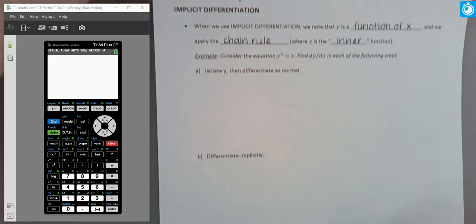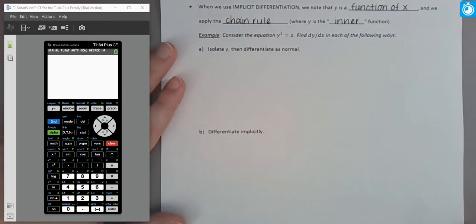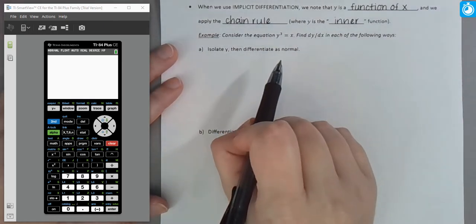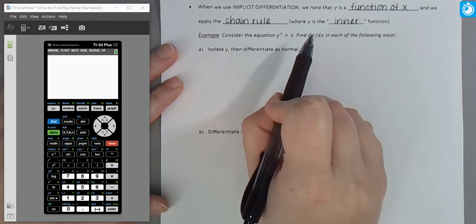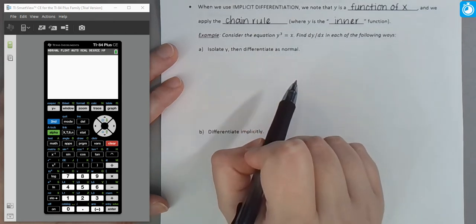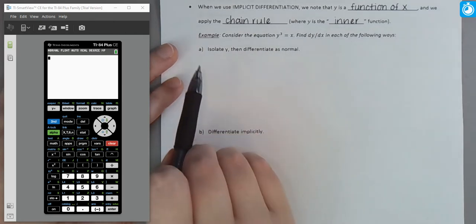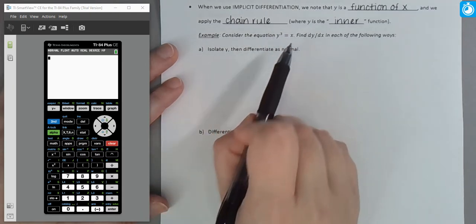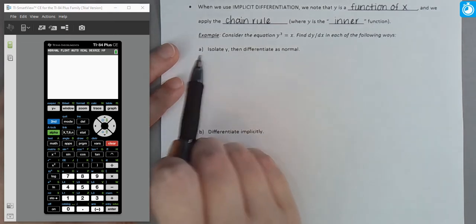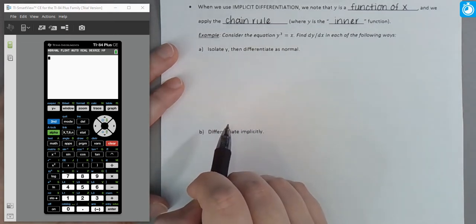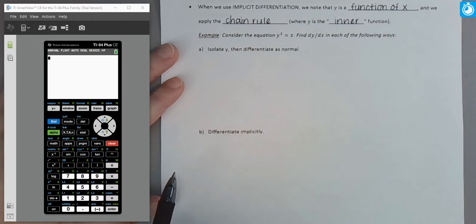So for our first example, we want to consider the equation y cubed is equal to x. And the goal is to find dy/dx, the derivative of y with respect to x, in two different ways. So the first thing we're going to do is take a moment to algebraically manipulate this equation to isolate our y, and then differentiate like we normally would. And then the second strategy is going to be differentiating implicitly, so introducing this new strategy, which I'm going to show you via an example.